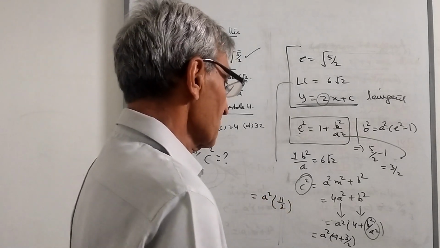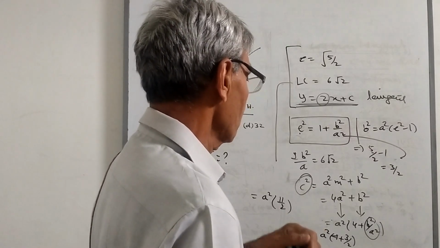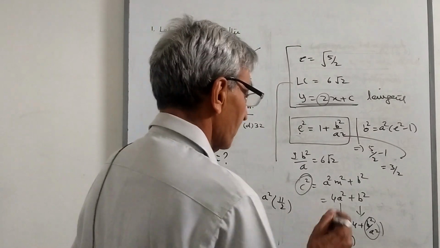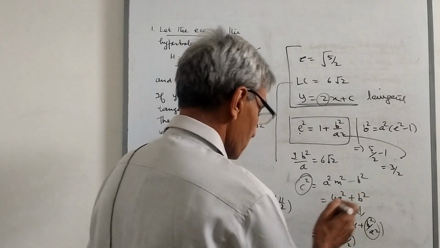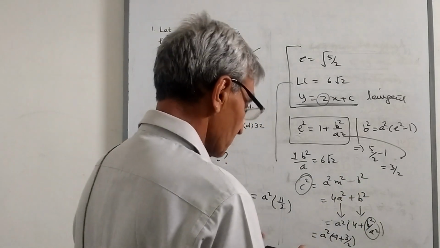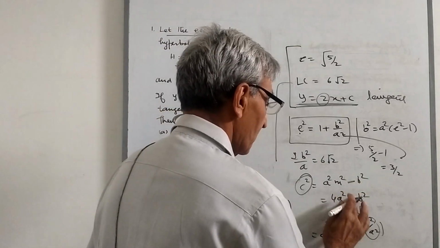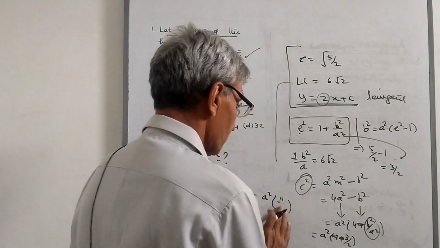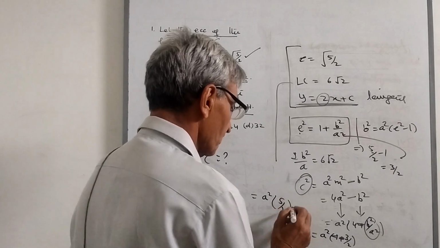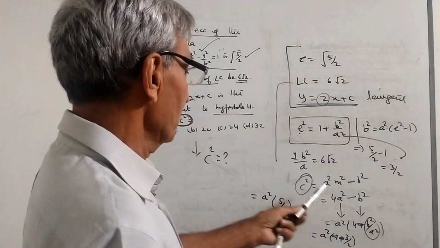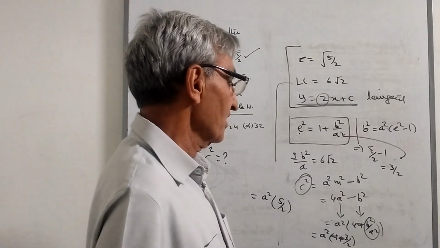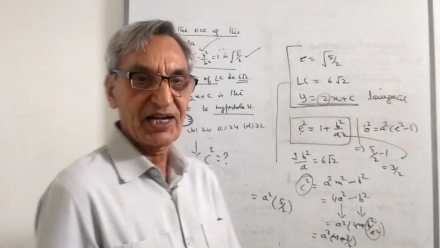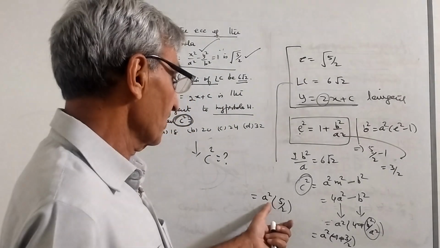Sorry, it is a minus here because I am talking about the hyperbola. I am sorry, I used the ellipse one. Ellipse is a plus, and in the case of the hyperbola it's a minus. So 4 minus... we got a square into 5 by 2.